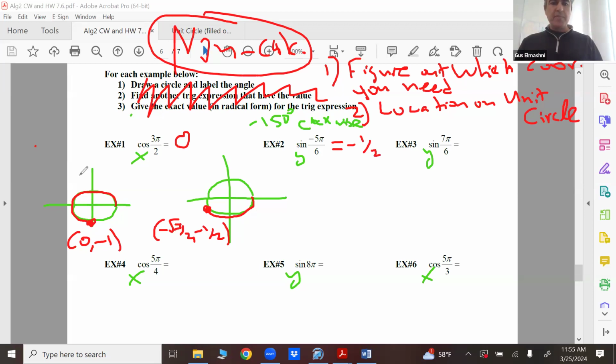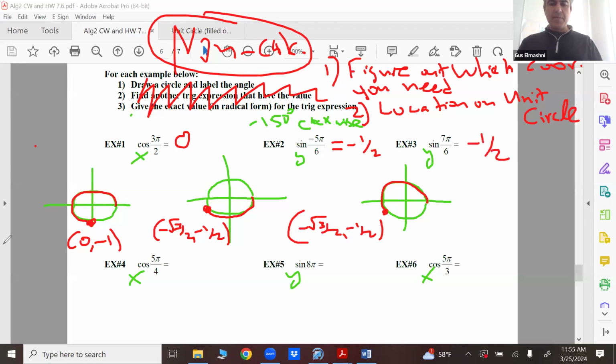Okay, I'm going to go a little faster now. 7 pi over 6. Tell me when to stop. Okay, good. Let's just stop here. It's the same coordinates as before. Y coordinate again: negative half. 5 pi over 4. Once you get very good, you could just kind of go straight to it.